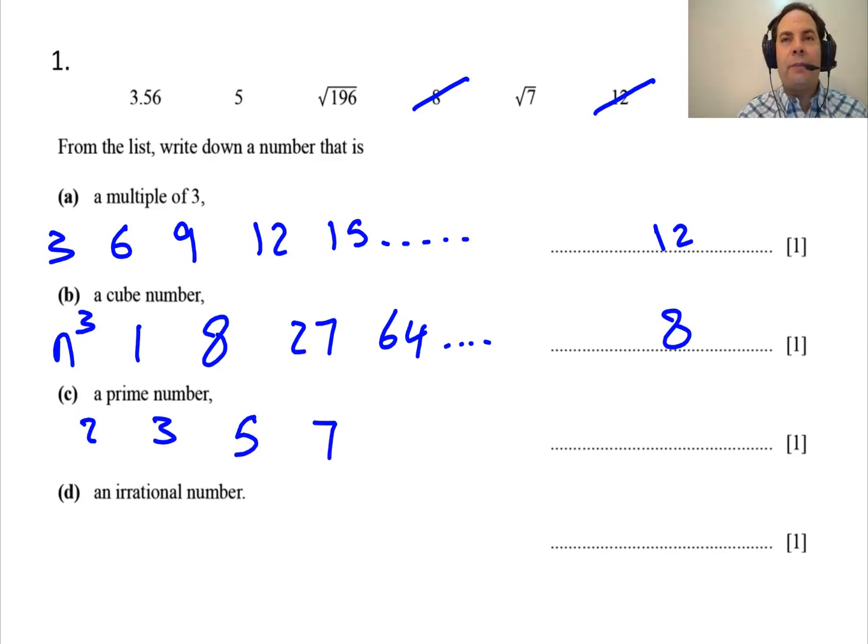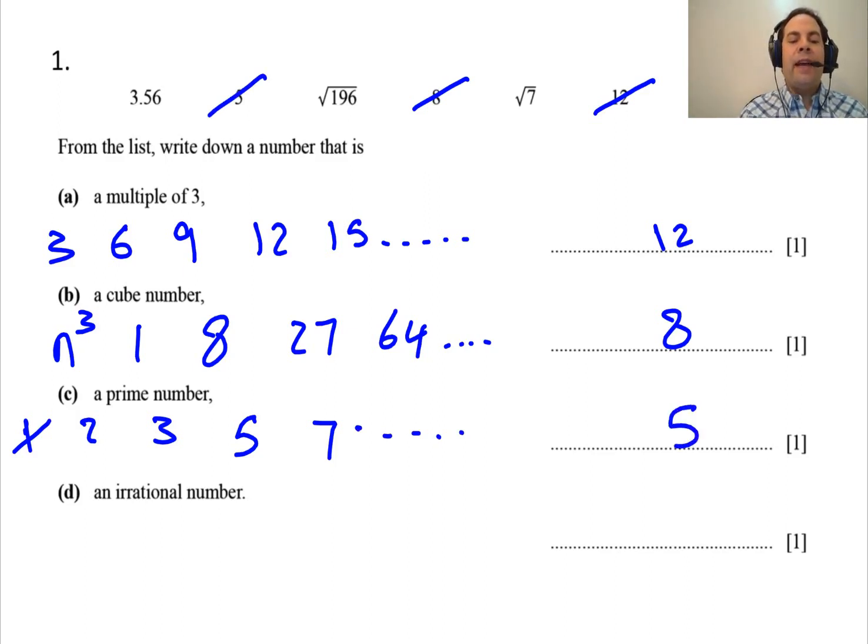4 is not prime because 4 is 2 times 2 and 1 times 4, so 4 has 3 factors: 1, 2 and 4. Also 6 is not a prime because 6 has 4 factors, 1 times 6 and 2 times 3, so we have 4 factors: 1, 2, 3 and 6. Why is 1 not a prime? Because 1 has only 1 factor, and as we said, a prime number has exactly 2 factors, 1 and itself. So from the list, which is prime, the answer is 5.